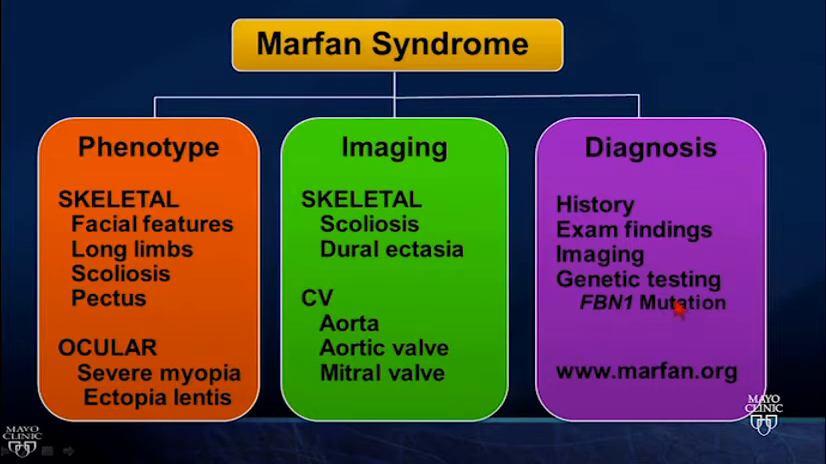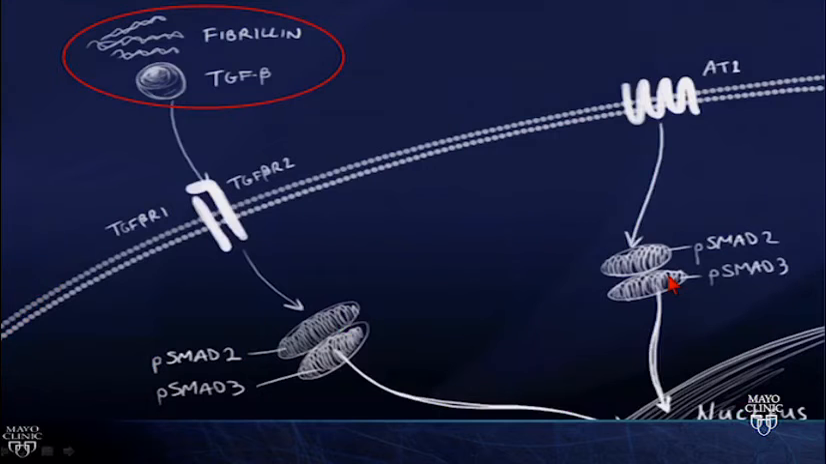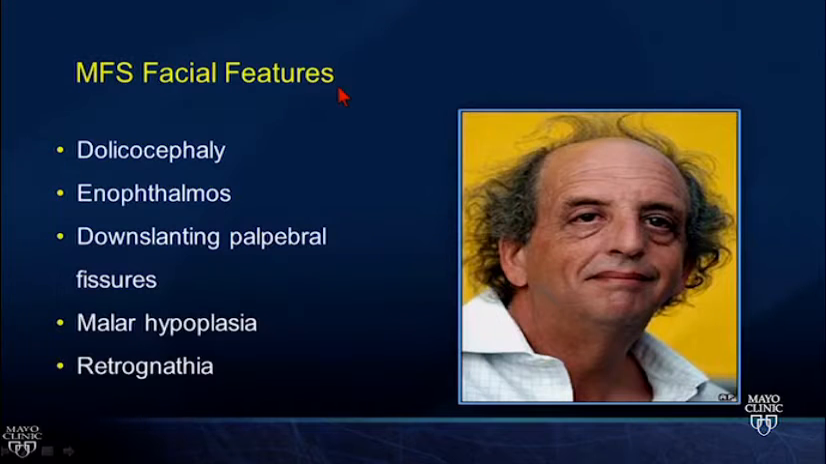This is a wonderful website that tells you everything you need to know. This is 1 in 5,000 people. And here's where the defect is. It's defective fibrillin, doesn't do the job of keeping TGF-beta signaling in check. The facial features, there are 5 of them. This is a famous actor who unfortunately died of this disease, and he's got all 5. He has a long face, dolichocephalic. He has deep-seated eyes because of decreased orbital fat. The medial canthus is higher than the lateral canthus.